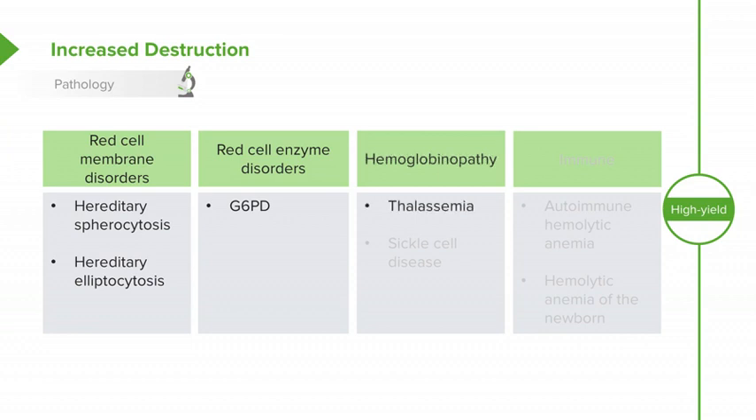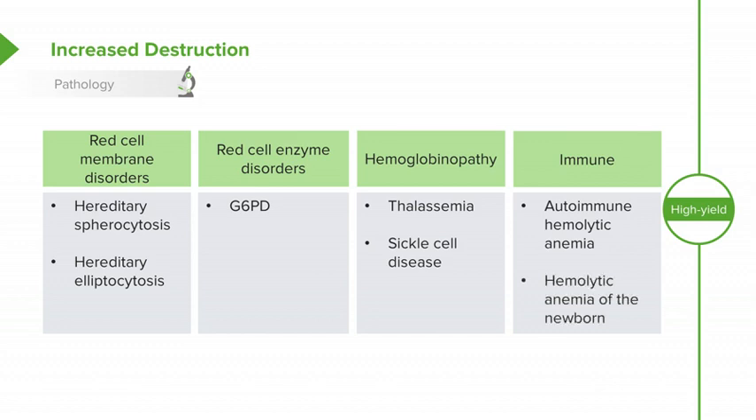Patients may have hemoglobinopathy, something like a thalassemia or a sickle cell disease. Or there can be an autoimmune attack on the red blood cells, such as autoimmune hemolytic anemia or hemolytic anemia of the newborn.